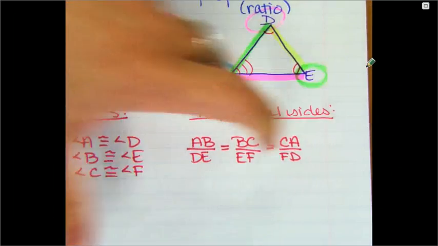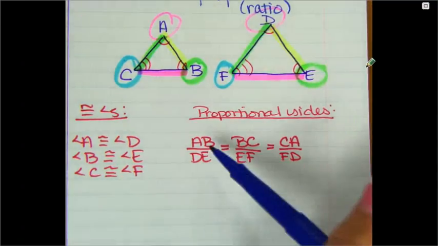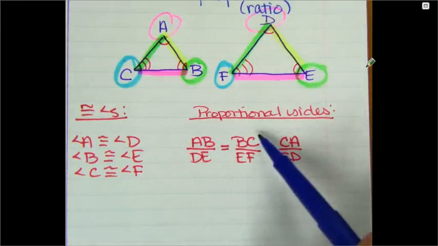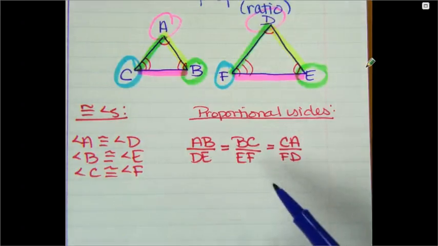Because if they're all equal to each other, that means the numbers are the same. Do you understand? They might not look the same when I first plug them in, but if I reduce, they should be the same at the end. All right? If I said AB over DE is 1 over 2, then this has to be what? And this one has to be what? Okay. That's all I said.